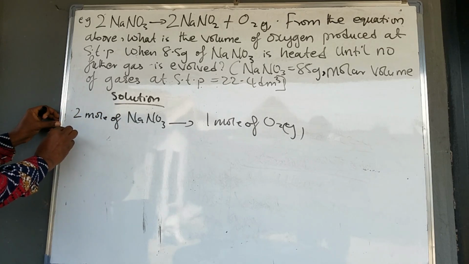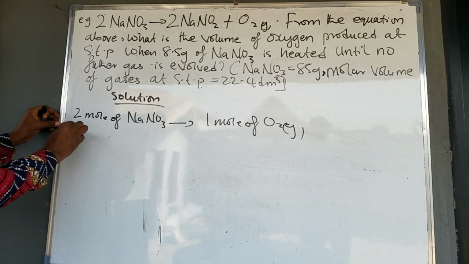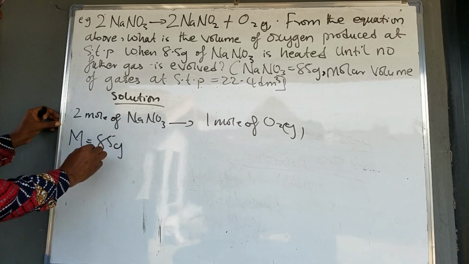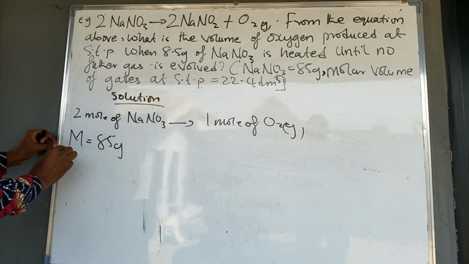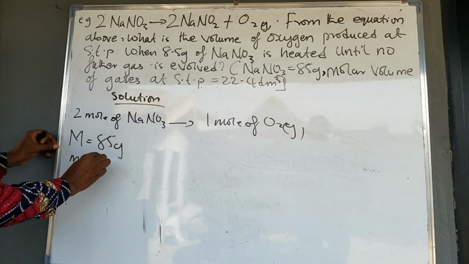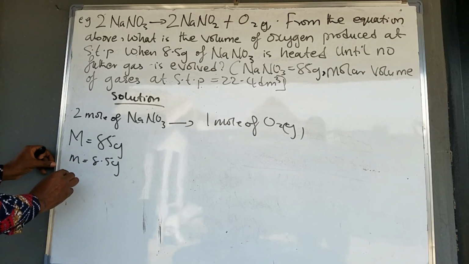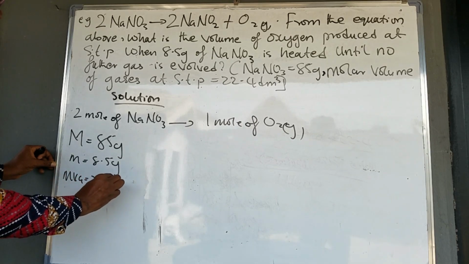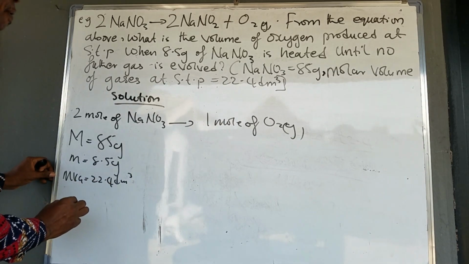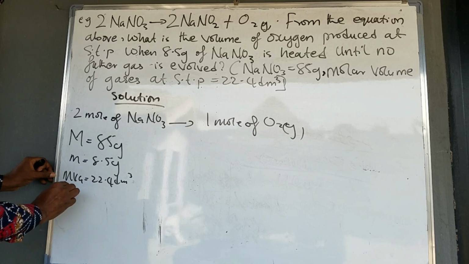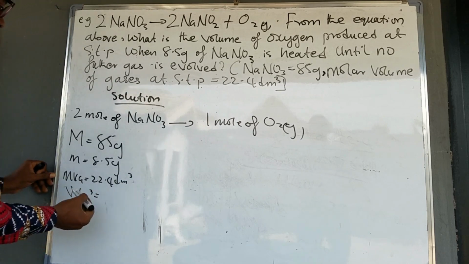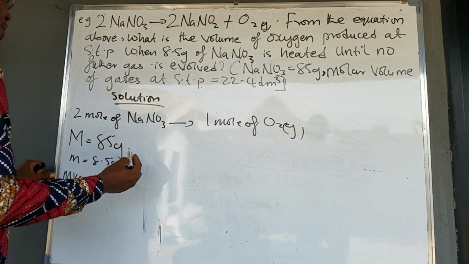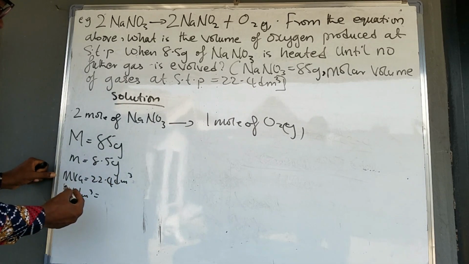So we have the big M actually is 85 grams. And then we have the small m, 8.5 grams. And then we also have the molar volume of gas, 22.4 dm³ at STP. And we are looking for the volume in dm³ of oxygen gas. Now, with this information, we can use our magic formula and get the answer as quickly as possible.